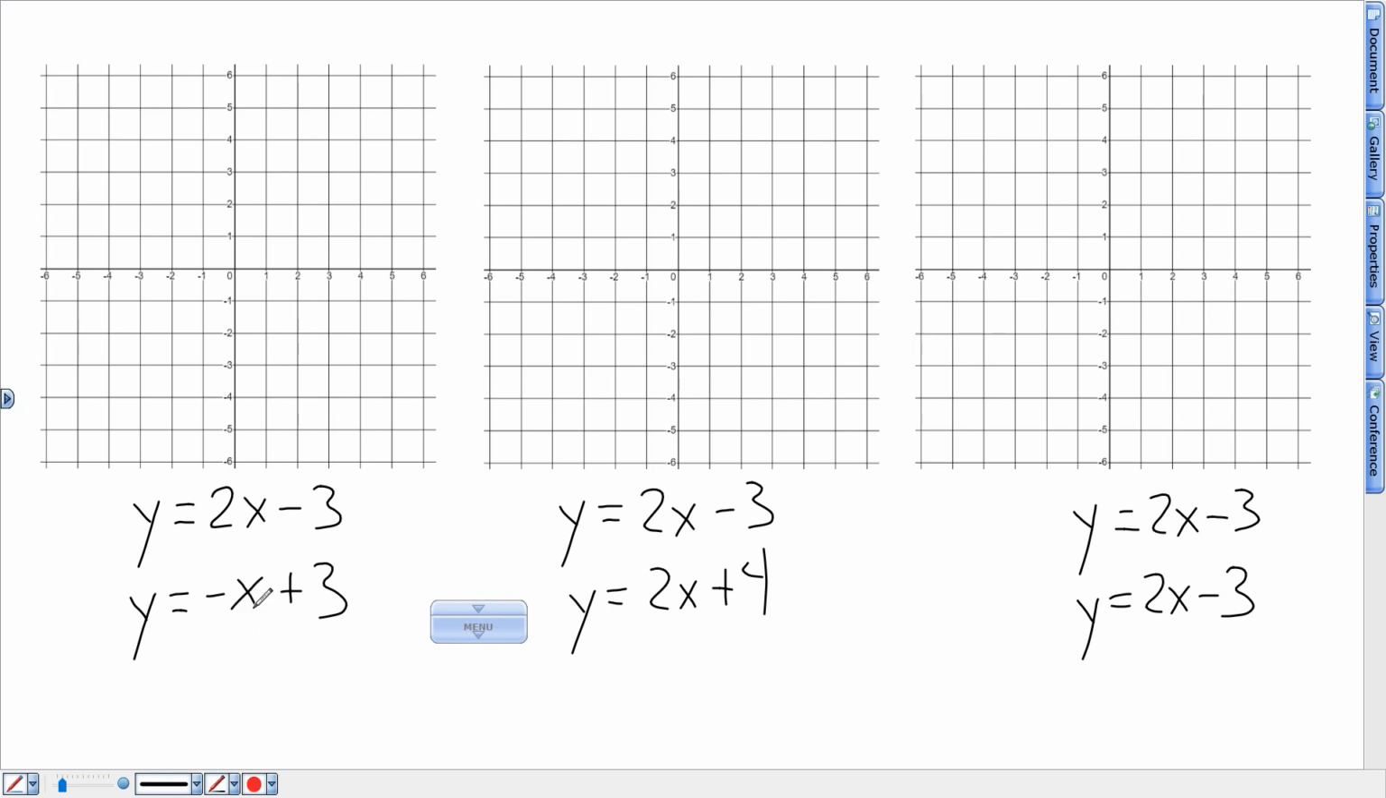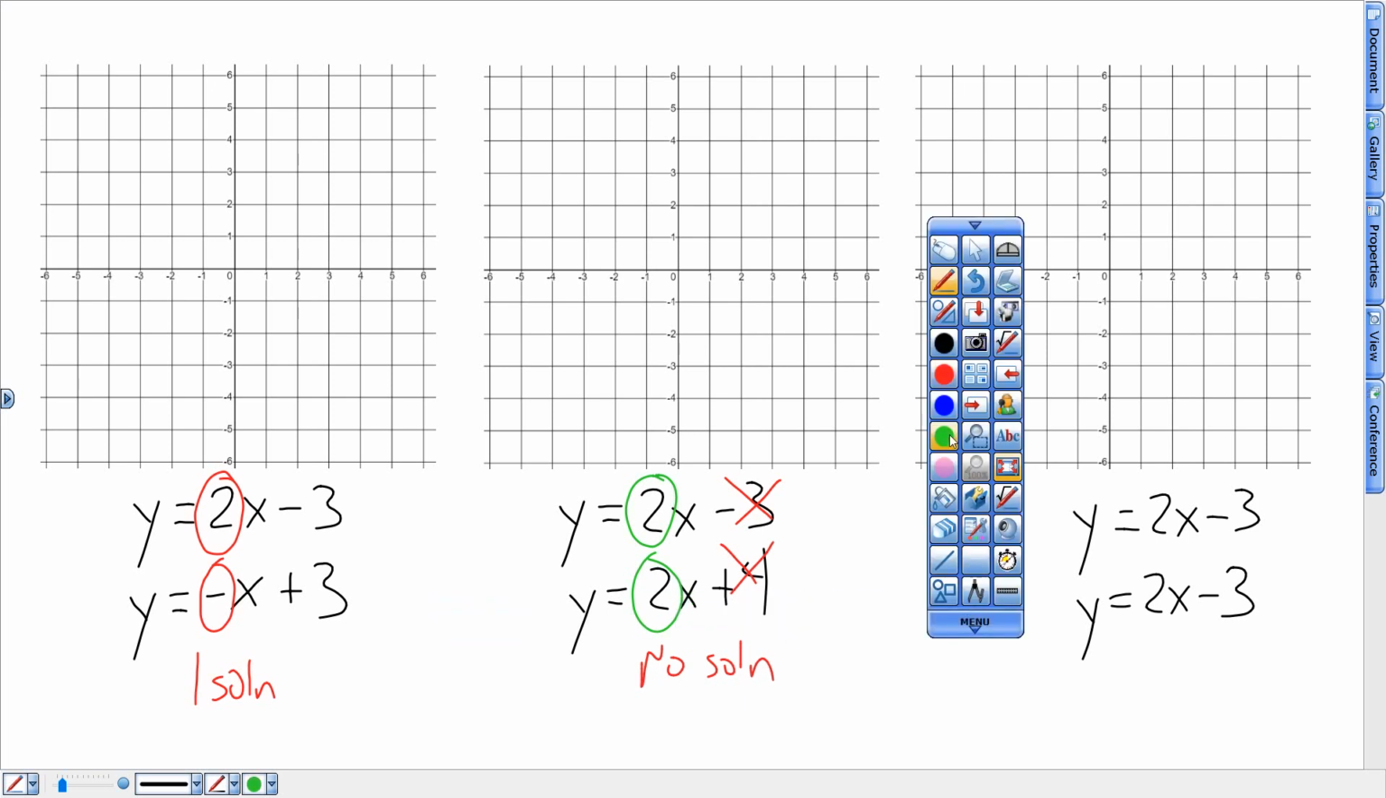They're in disguise, though. If you have equations with the number in front of x being different, like this one, always one solution. If you have the numbers in front of x be the same, like this one right here, but the y-intercept numbers are different, that's your typical no solution. And of course, the last one, if you have everything the same, the x number is the same and the y-intercept number is the same, that's your many solution, infinite solution. You need to know how those look by looking at equations, looking at numbers.